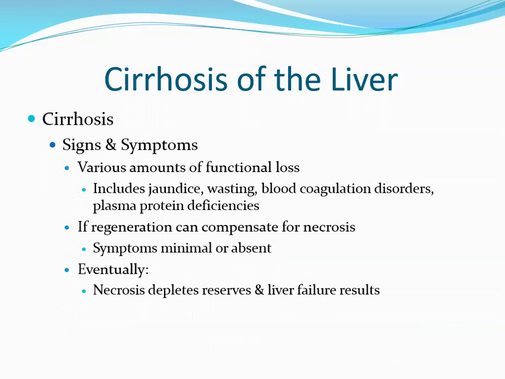Signs and symptoms of cirrhosis are variable. You will see various amounts of functional loss. This includes jaundice, wasting, blood coagulation disorders, and plasma protein deficiencies. If regeneration can compensate for the necrosis, the symptoms will be minimal or absent. Eventually, continued necrosis will deplete the reserves and liver failure will result.